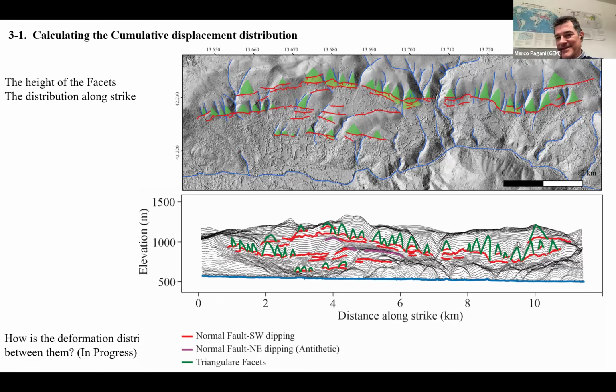My question is very simple, actually. So on these antithetic faults, is that also normal motion, or could you have different faulting mechanisms on those? Yes, it's normal.